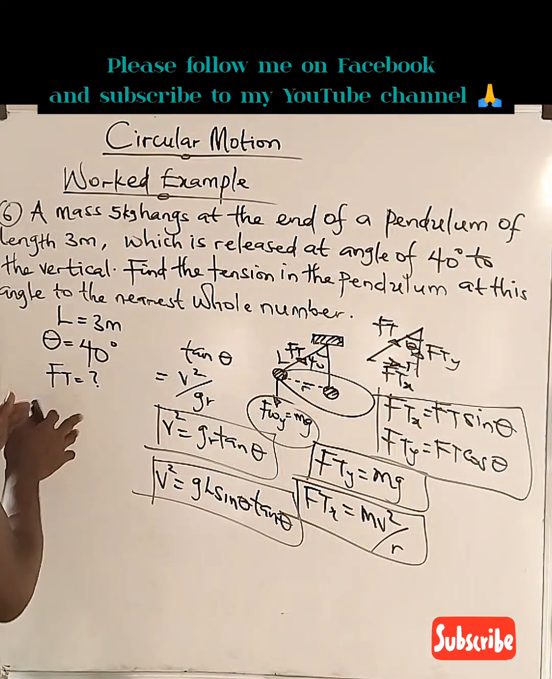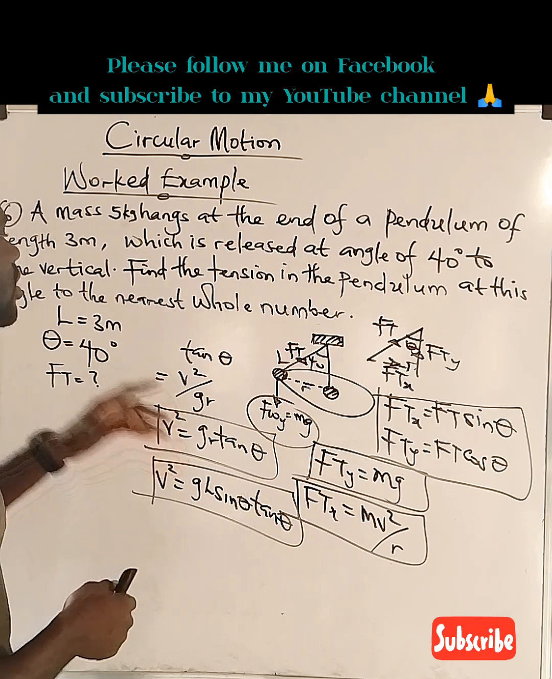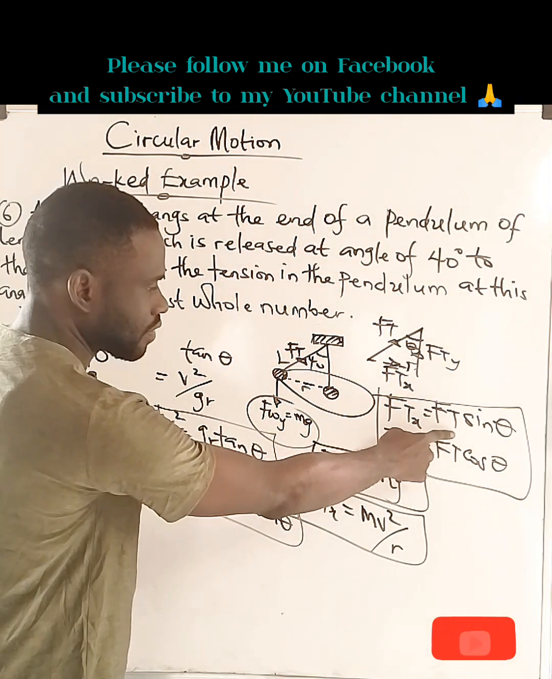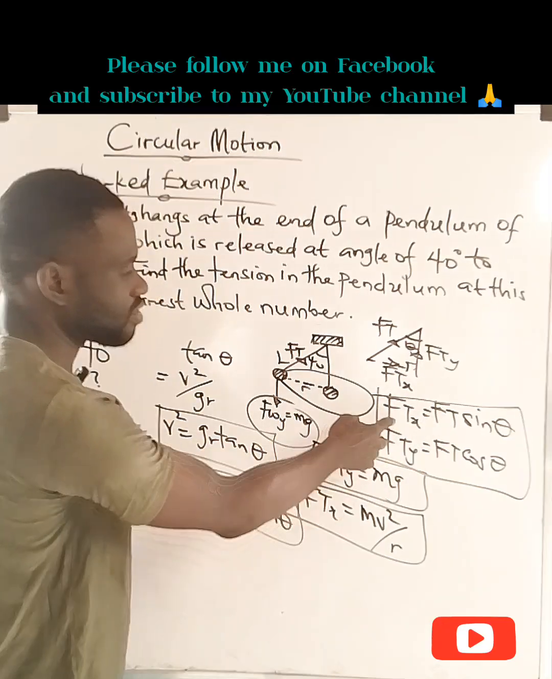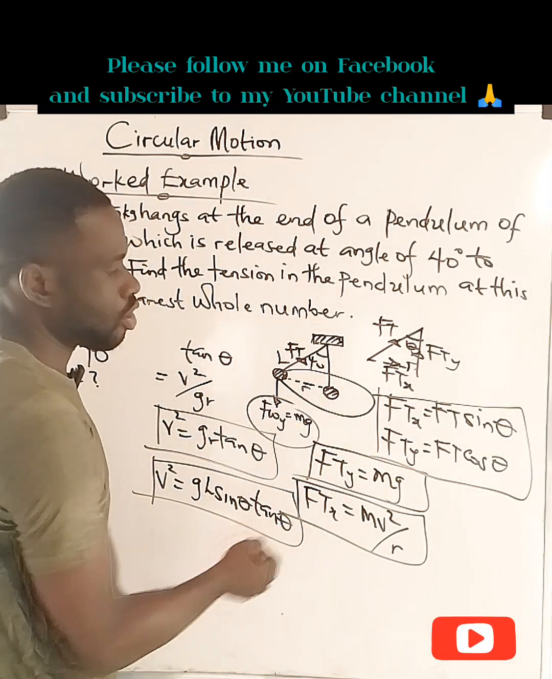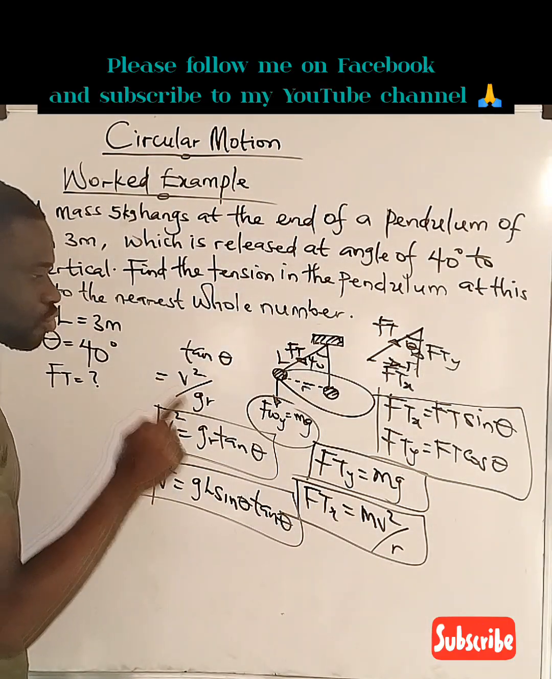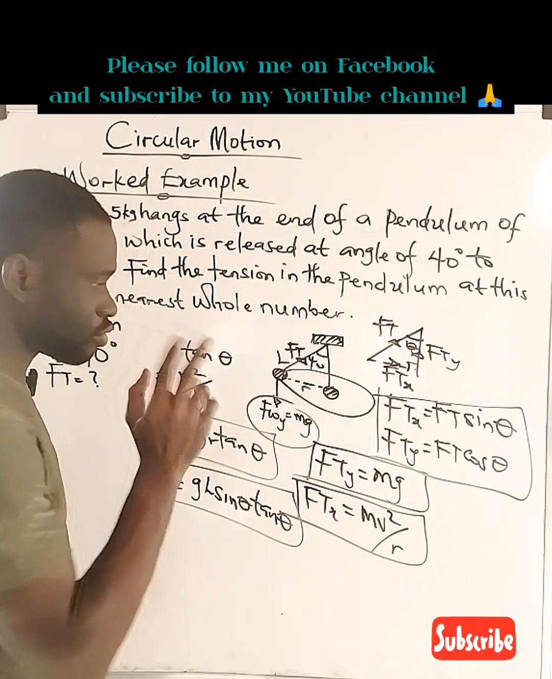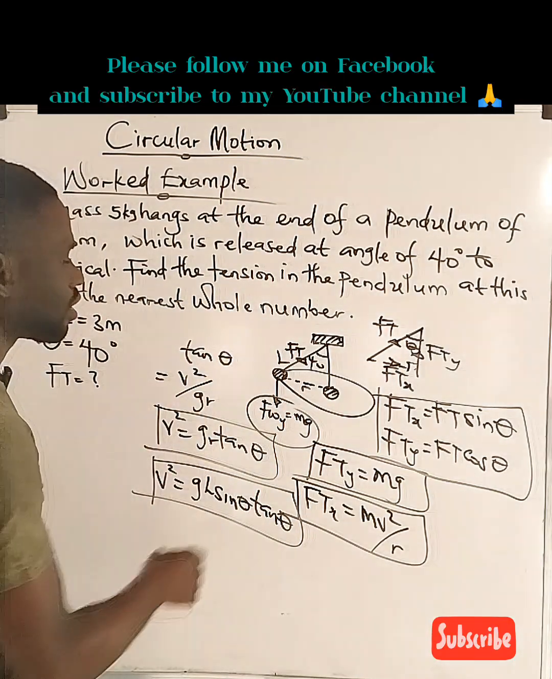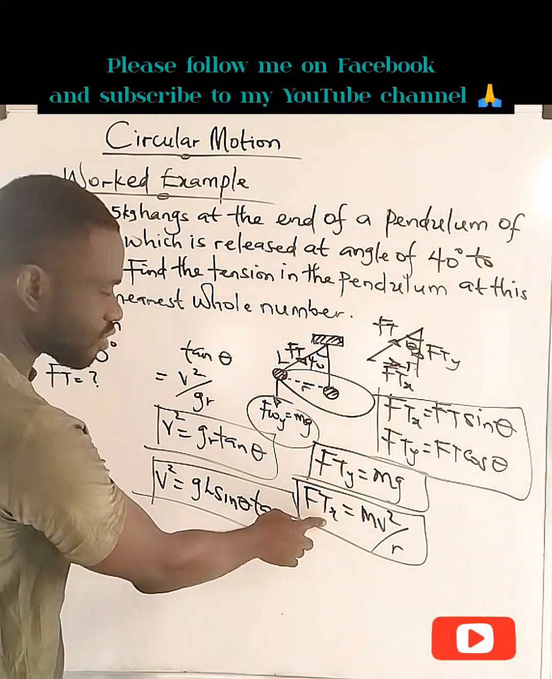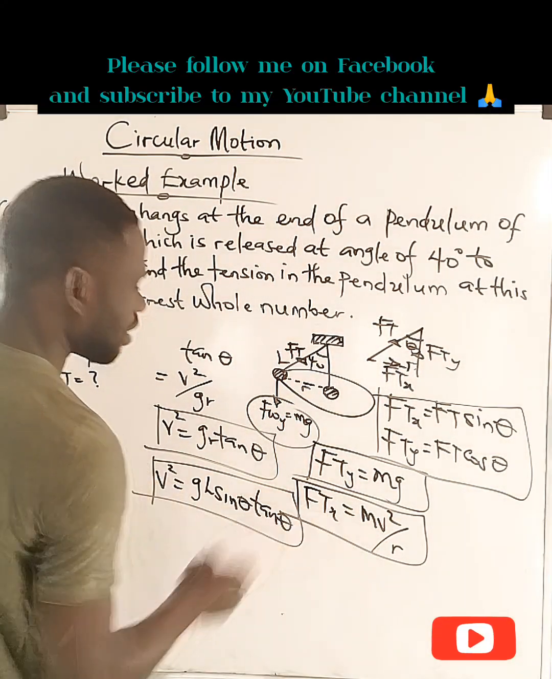So now it's high time we solve this. How do we get the tension in the pendulum? For us to get the tension in the pendulum, don't forget there's a tension here. We could use the force of tension along the x-axis, or we could also use the force of tension along the y-axis. If we choose to use the force of tension along the x-axis, that means you're going to use this force of tension, which is mv squared over radius.